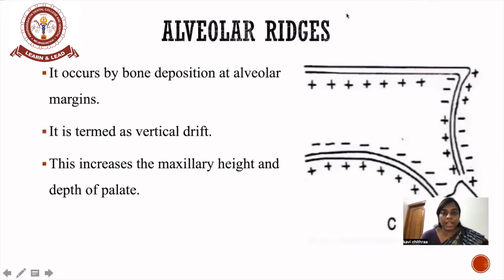The next is the alveolar ridge. The alveolar ridge is formed by bony deposition at alveolar margins. So there's bone deposition on all the margins. This causes a vertical drift, which increases the maxillary height and the depth of the palate. As there is resorption on the internal margin, the palate keeps deepening. This is how the depth of the palate increases. Similarly, as there's bony deposition, the height also increases.